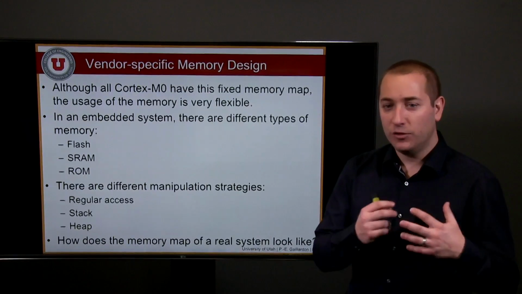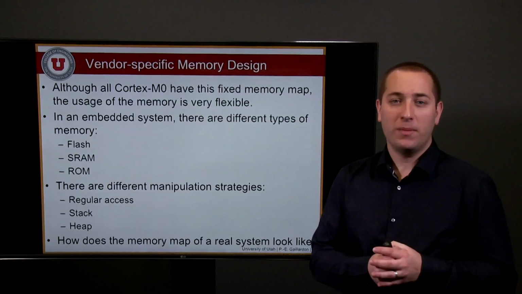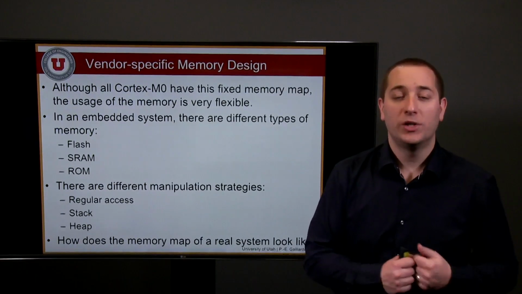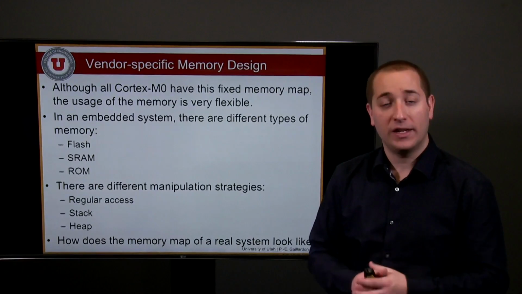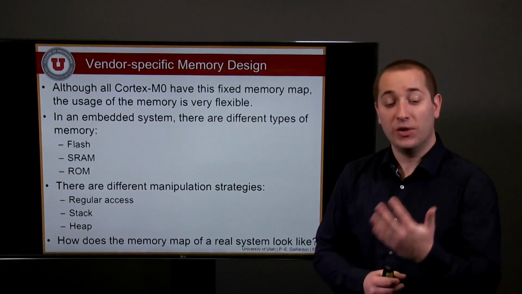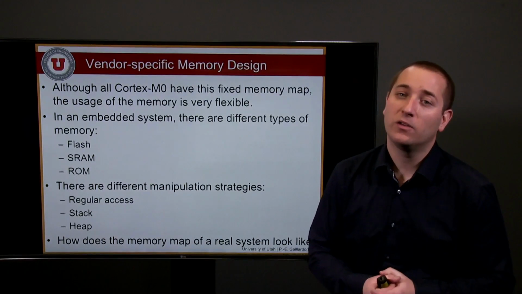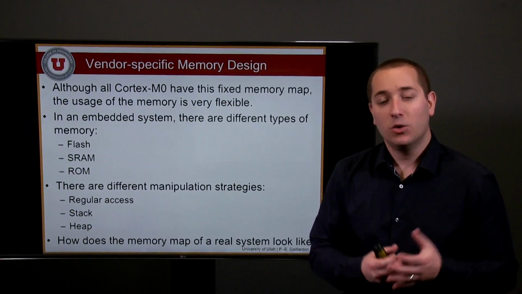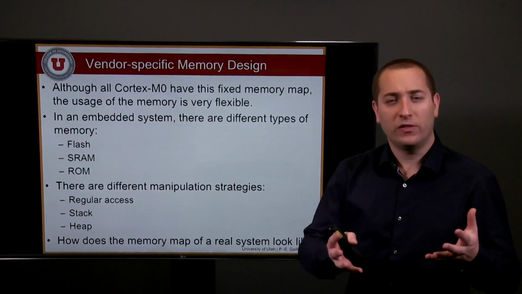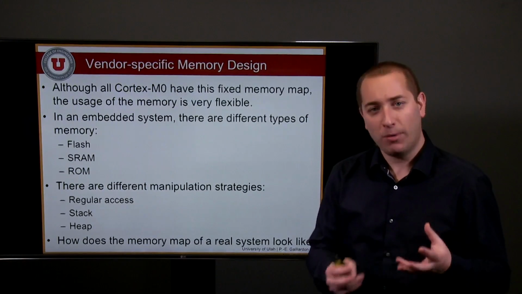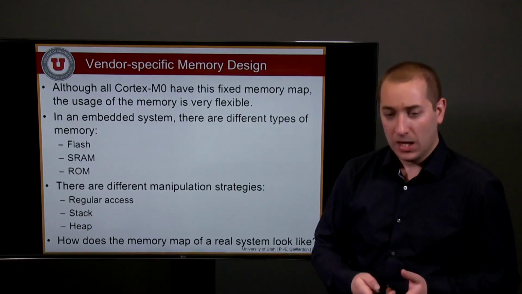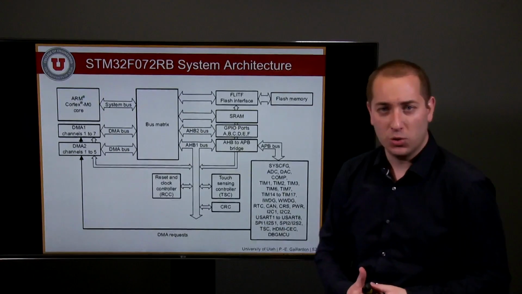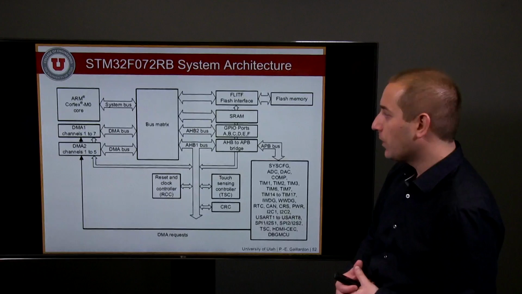And inside of this memory, there are different manipulation strategies. You can have regular access, you read from an address. You can use a memory stack. We'll discuss that in detail as well. You can use a heap for instance, when you use dynamic memory allocation. So the real question with all this flexibility is, what does the memory map of a real system look like? And I'm going to show you what we have in our STM32 F0 processor.